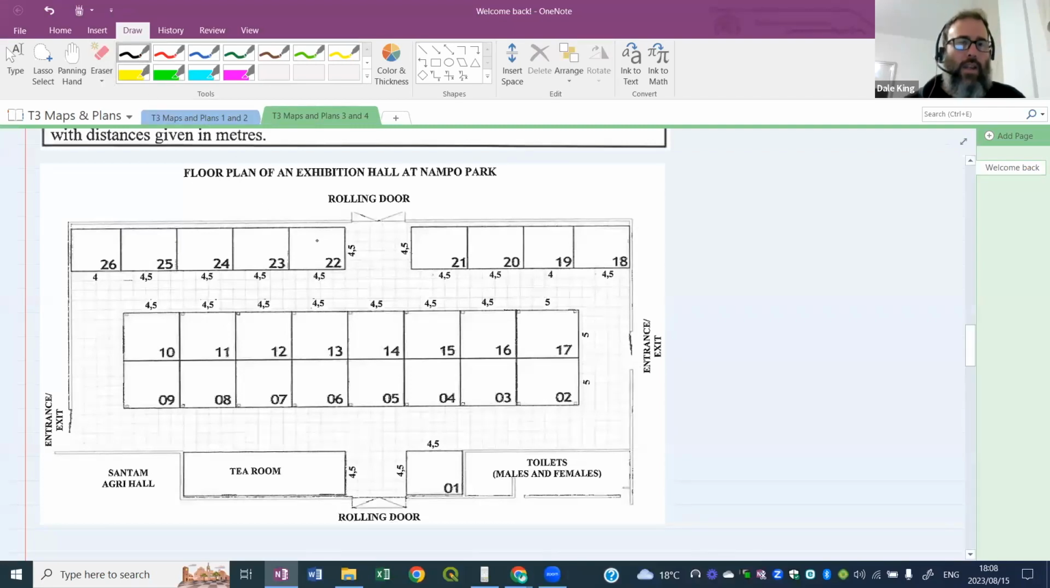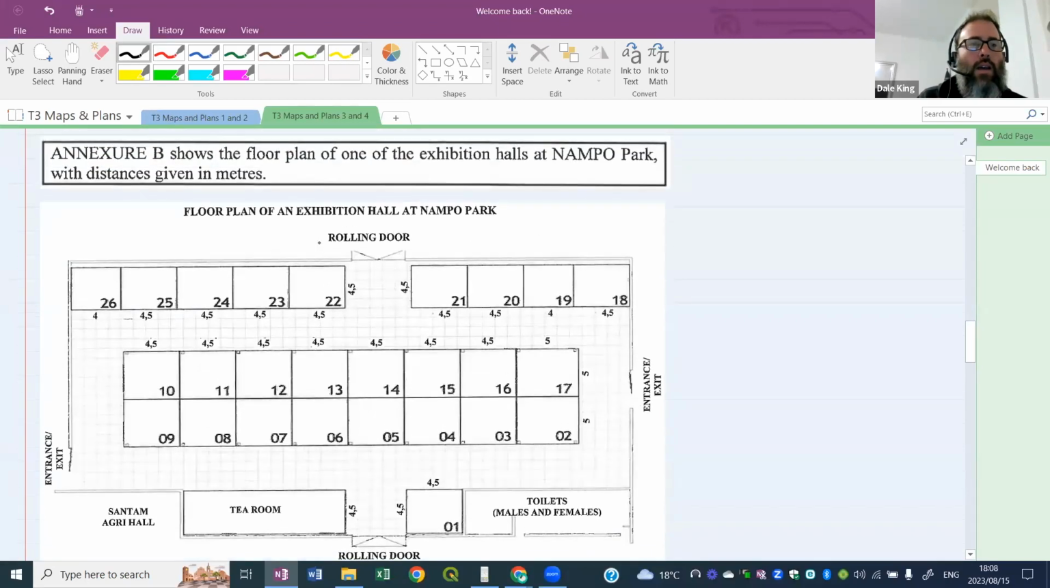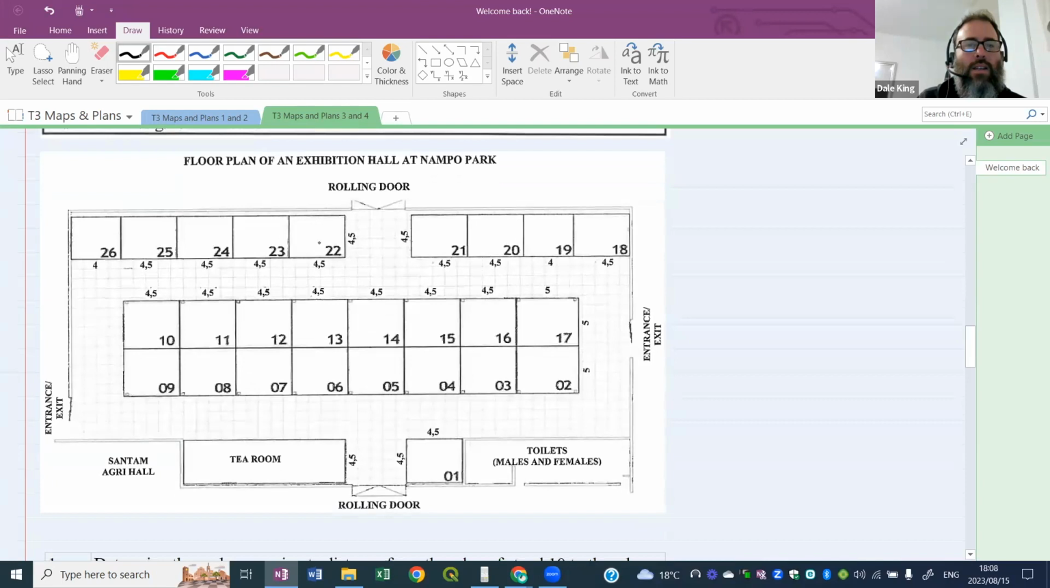They say in the text at the top there that the distances are given in meters. What they're talking about are these numbers here, 4, 4,5, 4,5, 4,5, 4,5. Those are distances in meters. Each stand has dimensions and it's numbered. There's number 1 at the bottom, then 2, 3, 4, 5, 6, 7, 8, 9, 10, 11, 12, 13 to 17, and 18 to 21, and 22 to 26 at the top there.